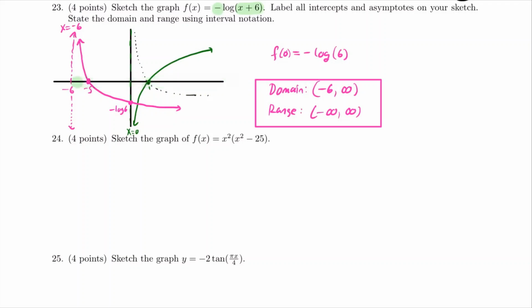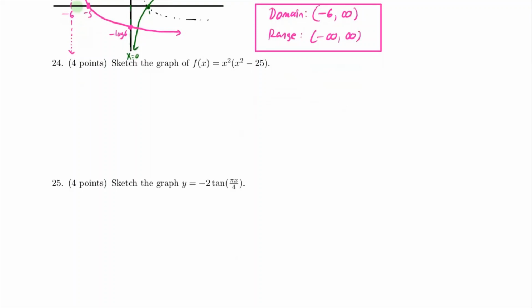All right, now moving on to number 24, we're going to sketch this polynomial. Let's find the zeros, but before that, let's factor. So we have f of x is equal to x squared.